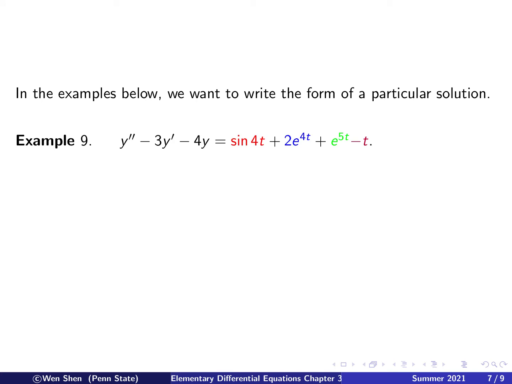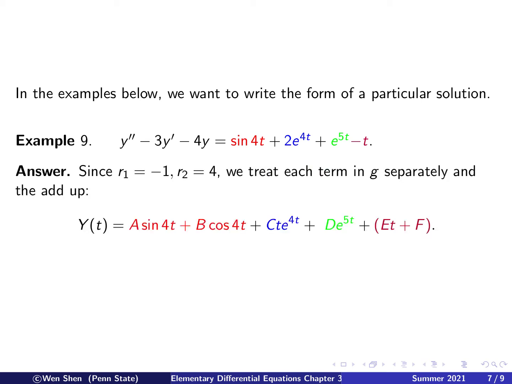Okay, so here's an example. The left hand side is y double prime minus 3y prime minus 4y equal to g(t). g(t) is the right hand side. Now it contains 4 terms: sine 4t, 2 times e to the 4t, e to the 5t, and negative t.